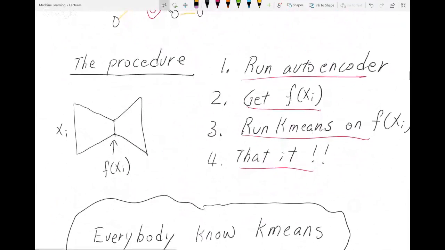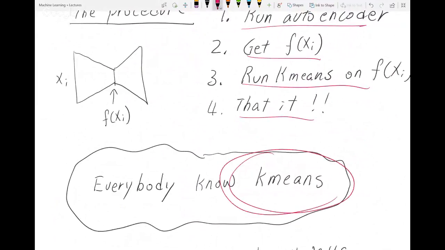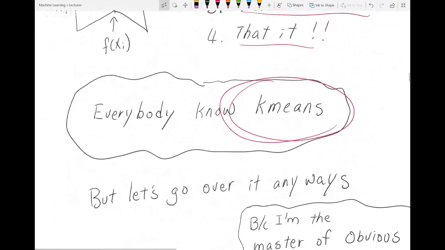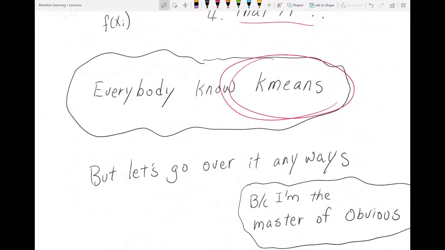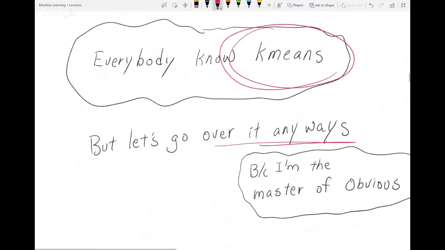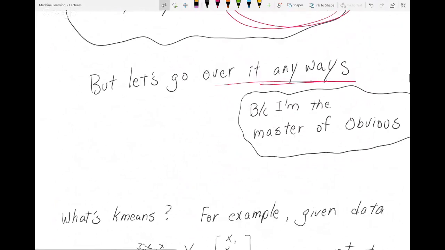But today, I'm actually going to go over k-means. I'm going to assume you've seen k-means before, but because I like to tell you things you already know, we're going to go over it anyway. And because I'm the master of the obvious, there's a reason why I'm going over k-means again: it's going to lead into the first paper that I'm going to talk about.